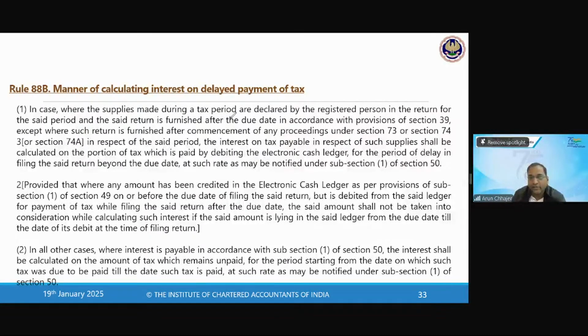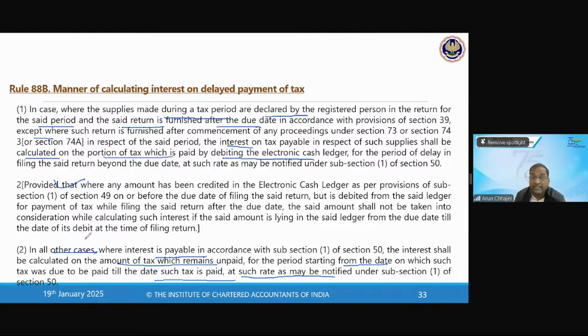In case where the supplies made during a tax period are declared in the return for the said period, and the said period return is furnished after the due date, except 73, 74, 74A, then interest on tax payable shall be calculated on the portion of the tax which is paid by debiting the cash ledger. Okay. Proviso we have already discussed. In all other cases, interest payable will be calculated on the tax which remains unpaid, for the period starting from the date on which tax was due till the date such tax is paid, at the rate as may be notified.